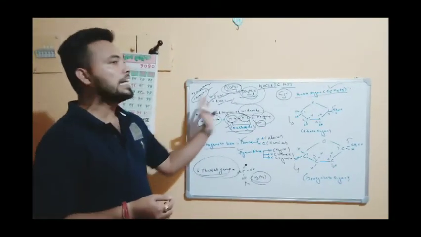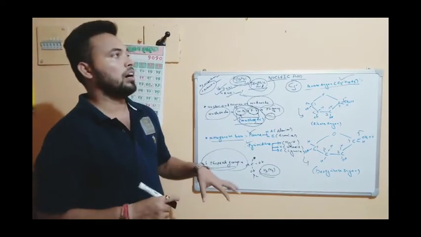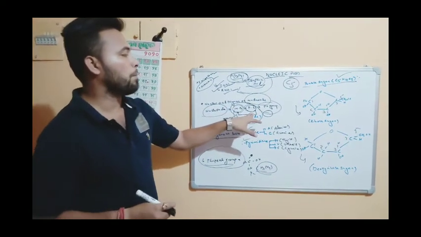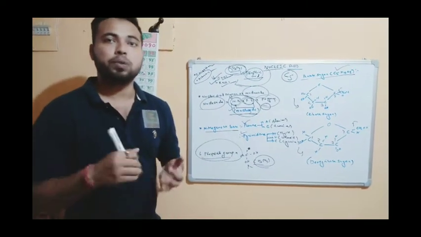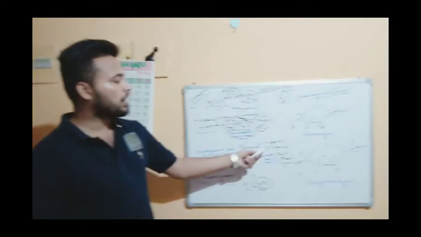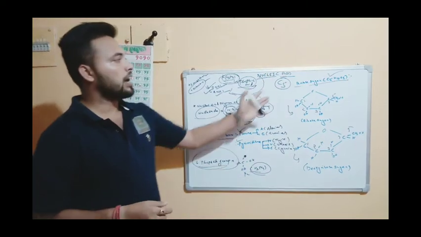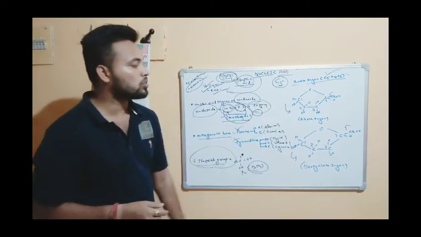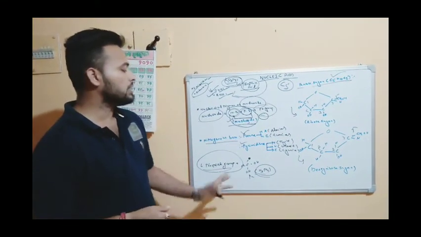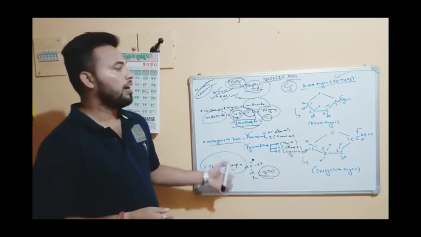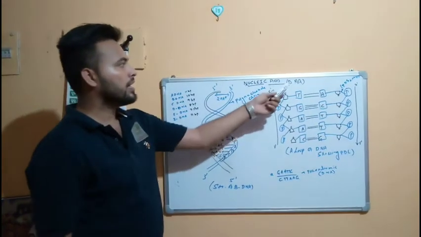Then the nucleic acid is a polymer of nucleotides. What is a nucleotide? A nucleotide is a chain of nitrogenous base, pentose sugar and phosphate group. There are two types of nitrogenous base: the purine bases, which are adenine and guanine, and the pyrimidine bases, which are thymine, uracil and cytosine. There are two types of pentose sugar: ribose and deoxyribose. The last one is the phosphate group, which is a part of phosphoric acid, or H3PO4.